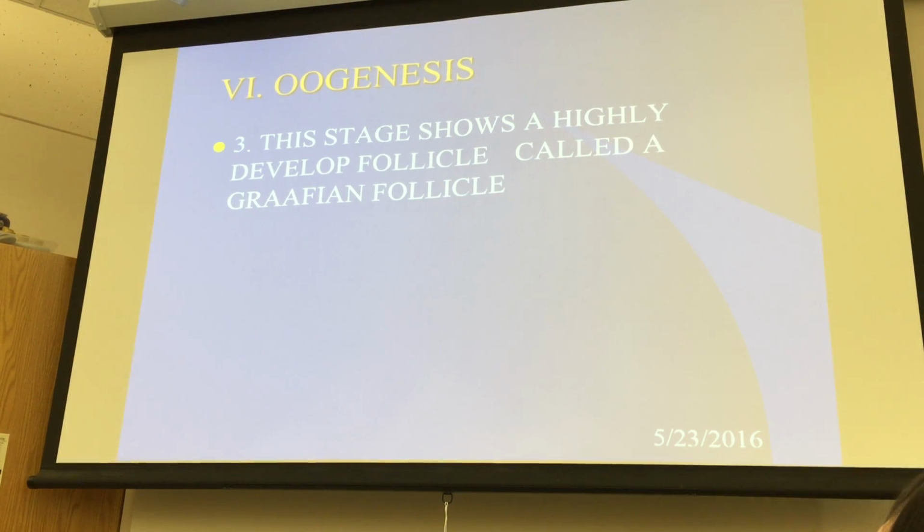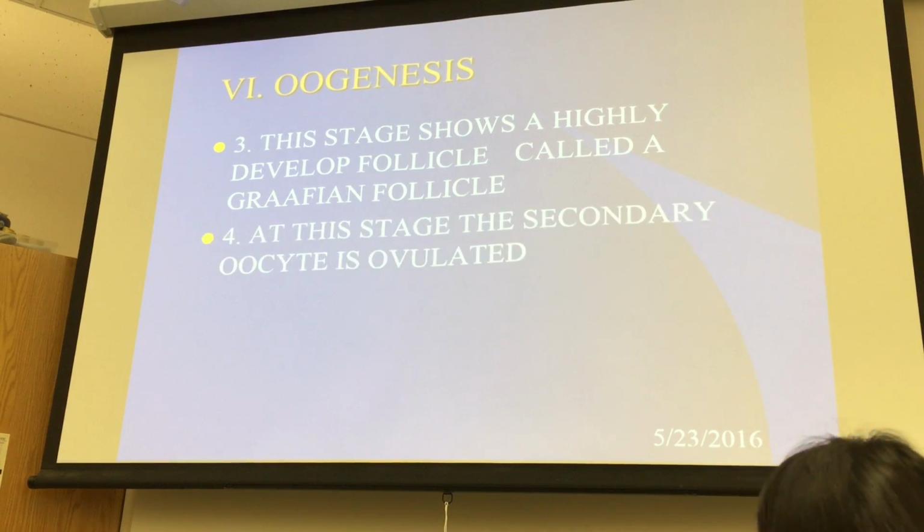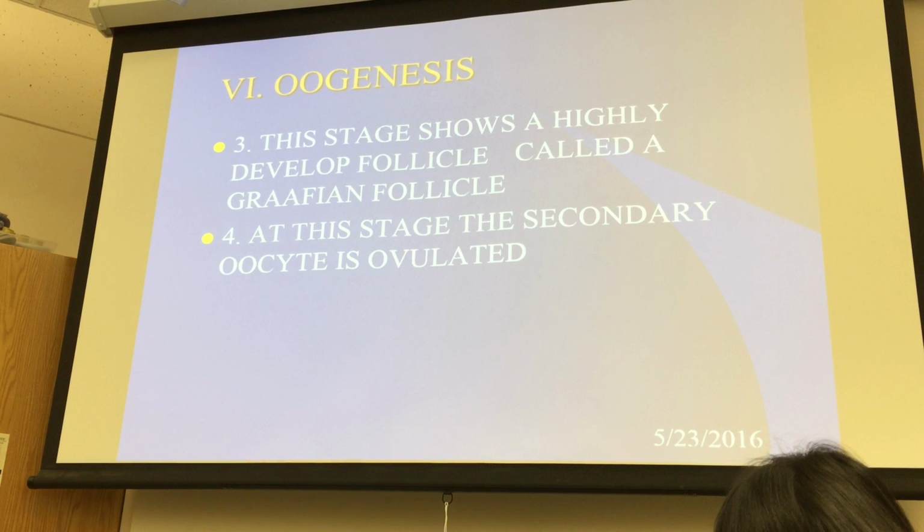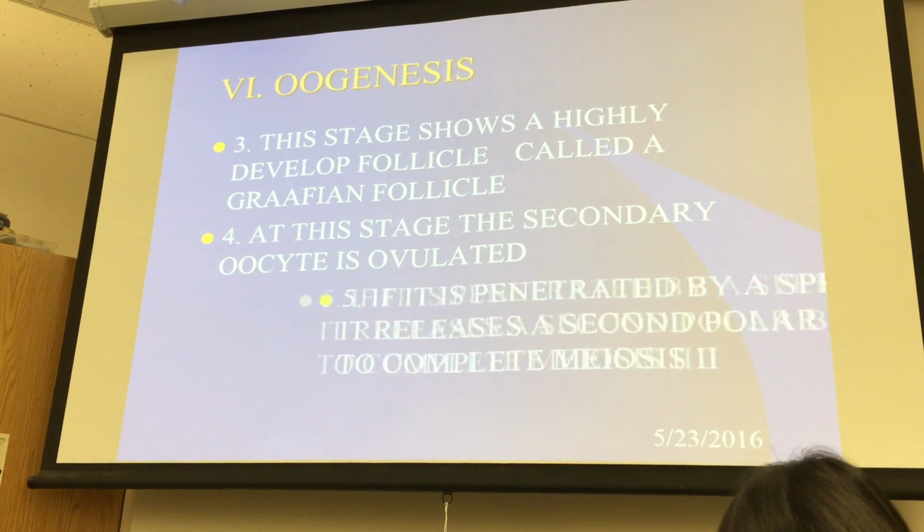At this stage, we get a highly developed follicle called a Graafian or vesicular follicle. You can use either term, Graafian or vesicular follicle. And at this stage, the secondary oocyte is ovulating. This is day 14. We need to know the days of the cycle and what's going on in the days of the cycle.